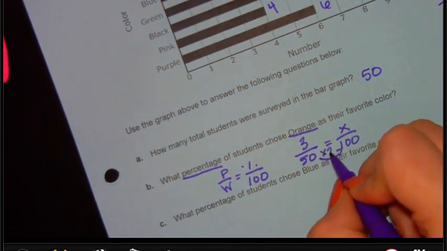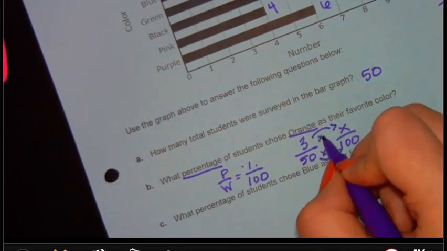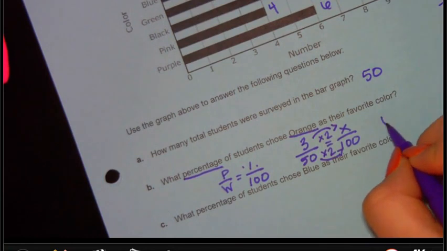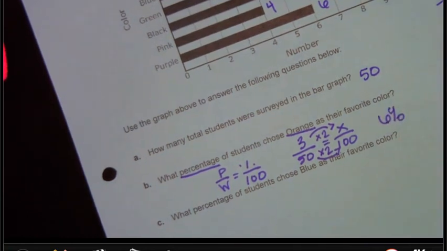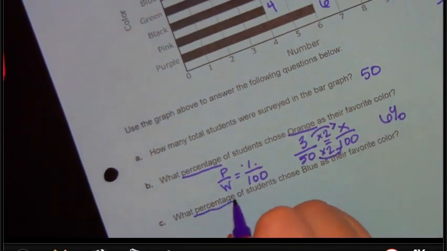50 to 100 is times 2. What I do on the bottom, I must do on top, and 3 times 2 is 6. So I have 6% of the people chose orange as their favorite color. All right, what percentage of students chose blue as their favorite color?